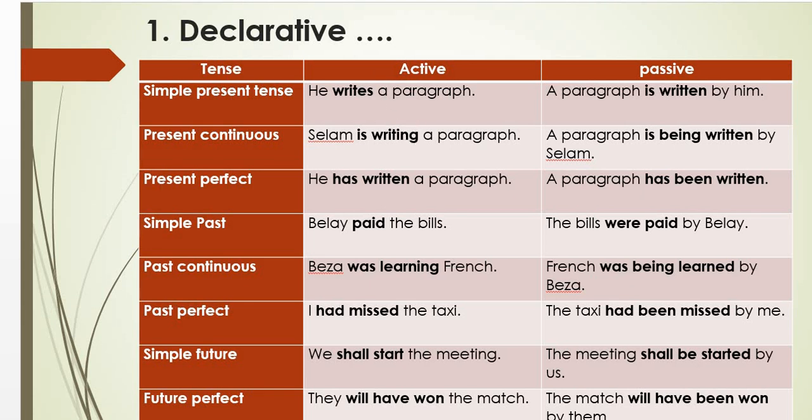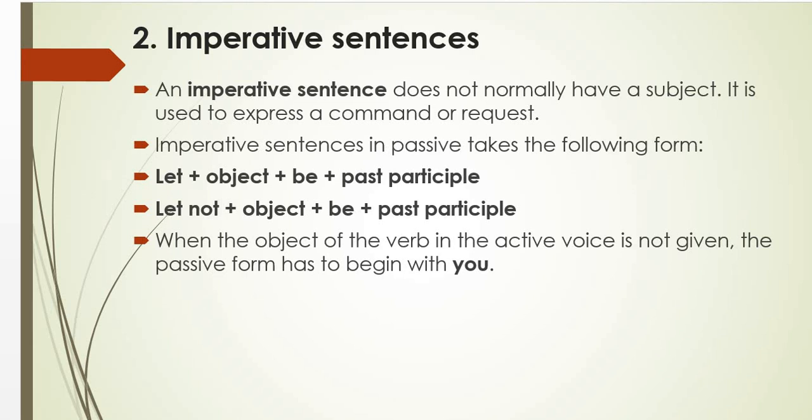The next one is imperative sentences. An imperative sentence does not normally have a subject. It is used to express a command or request. An imperative sentence in passive takes the following form: let plus object plus be plus past participle form. If it is negative, we add not after let.